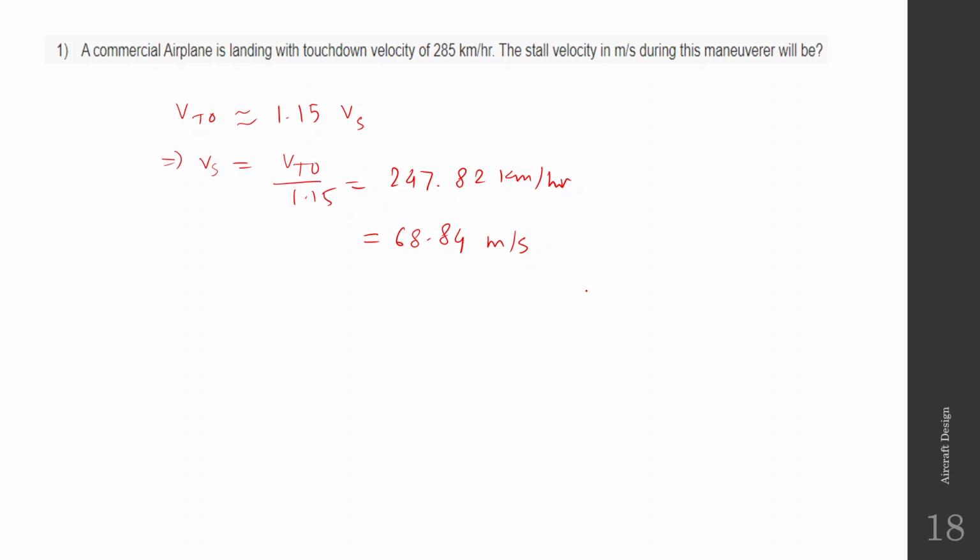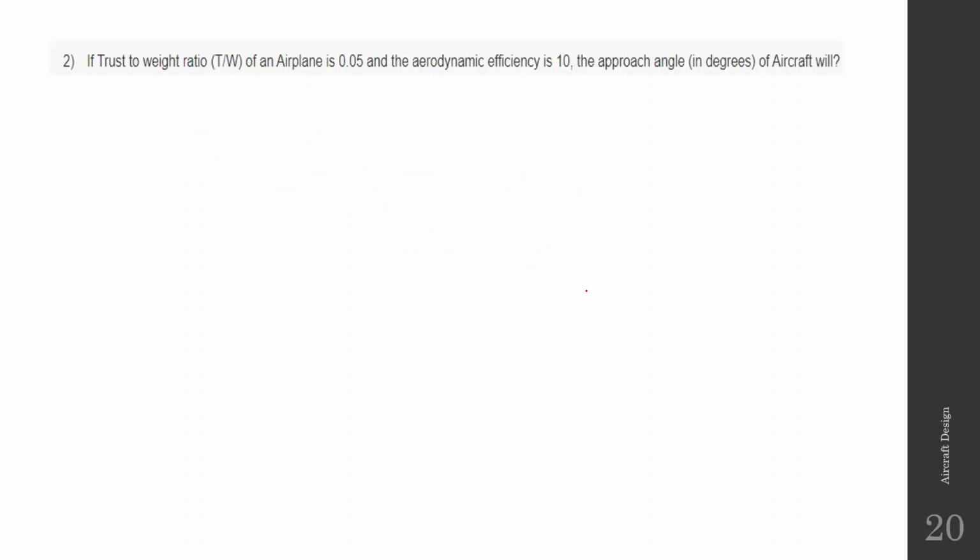Moving on. So this is the second question.